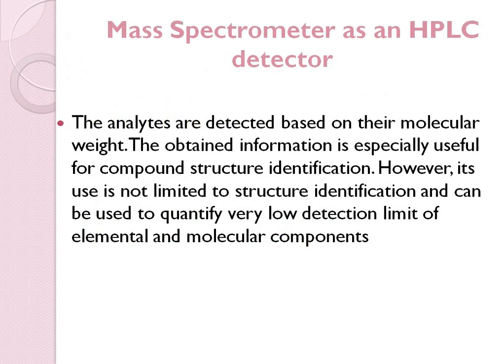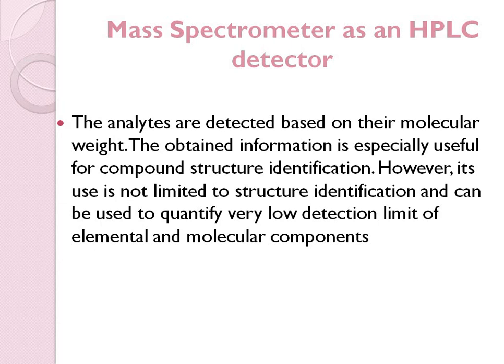Then next is the mass spectrometer detector. The analytes are detected based on their molecular weight. The obtained information is especially useful for compound structure identification. However, its use is not limited to structure identification, and it can be used to quantify elements and molecular compounds at a very low detection limit. It is a destructive type of detector. Here we cannot recover our sample, but by using this detector we can analyze the molecular weight of the compound.